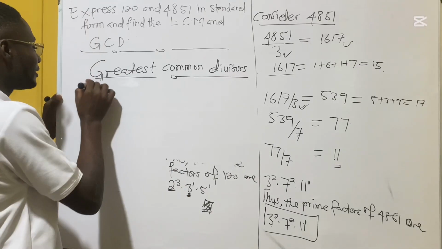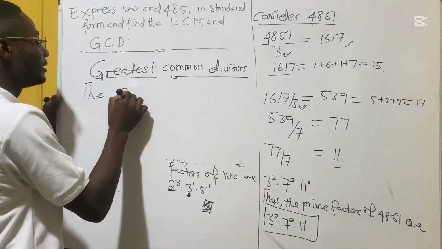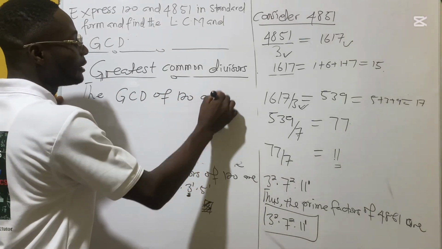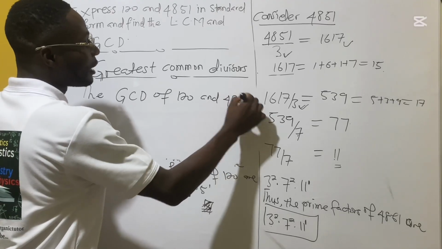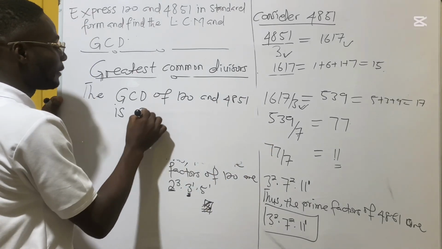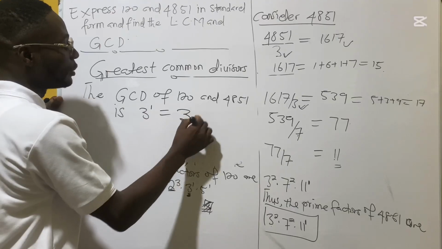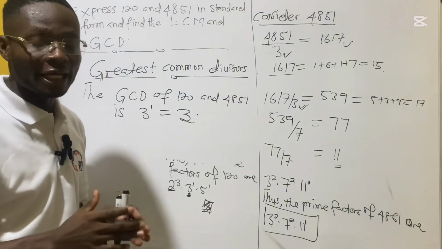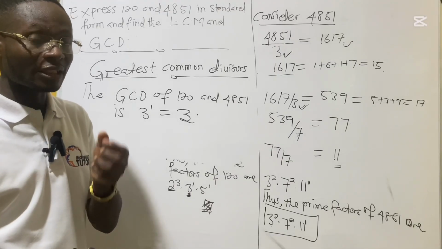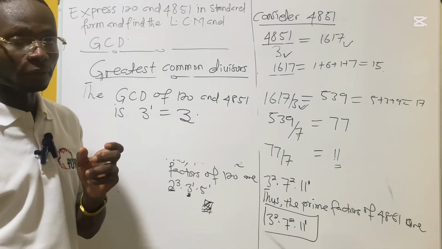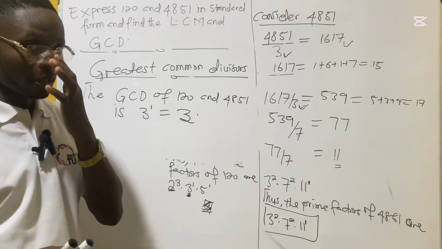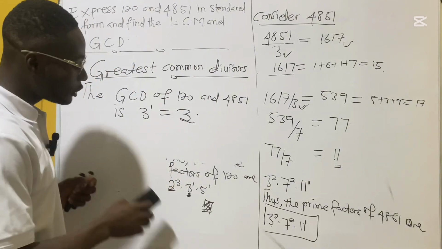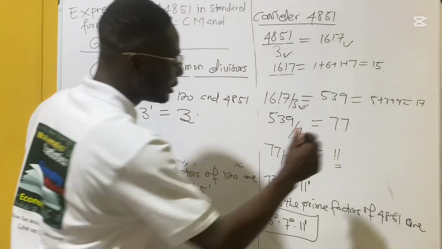So the GCD of 120 and 4851 is 3 power 1, and that is equal to 3. Okay, so we have the idea of how we can obtain the greatest common divisor among two numbers, right? So now let's put this here.